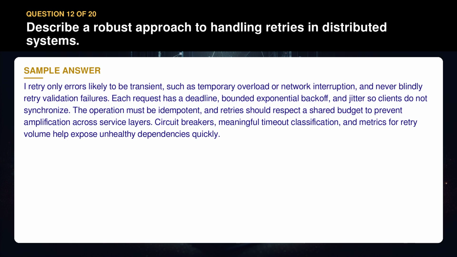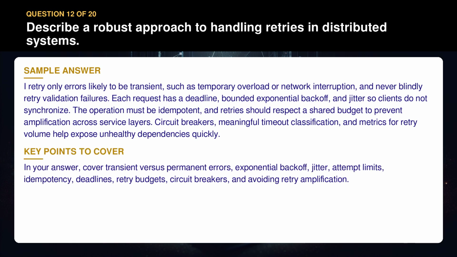I retry only errors likely to be transient, such as temporary overload or network interruption, and never blindly retry validation failures. Each request has a deadline, bounded exponential backoff, and jitter so clients do not synchronize. The operation must be idempotent, and retries should respect a shared budget to prevent amplification across service layers. Circuit breakers, meaningful timeout classification, and metrics for retry volume help expose unhealthy dependencies quickly.